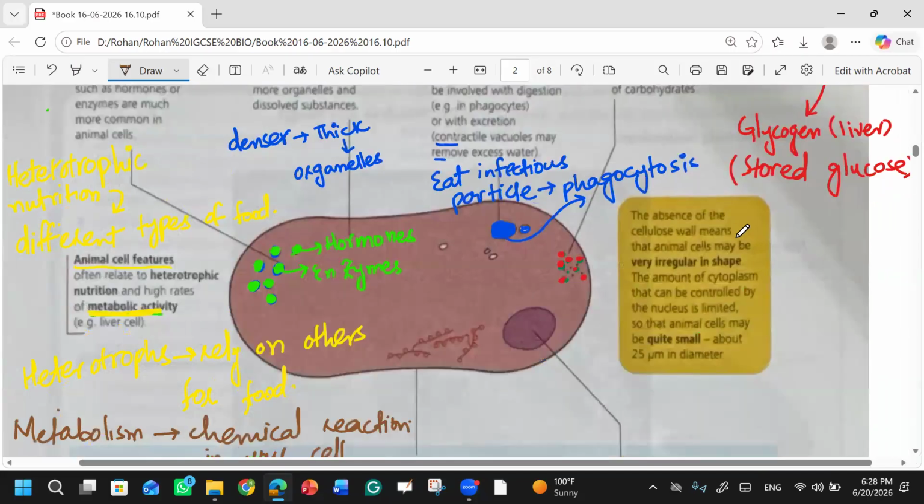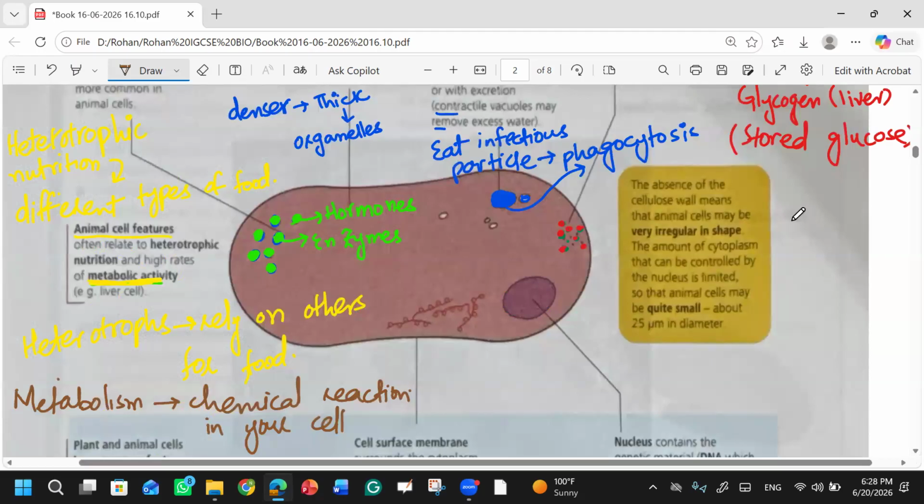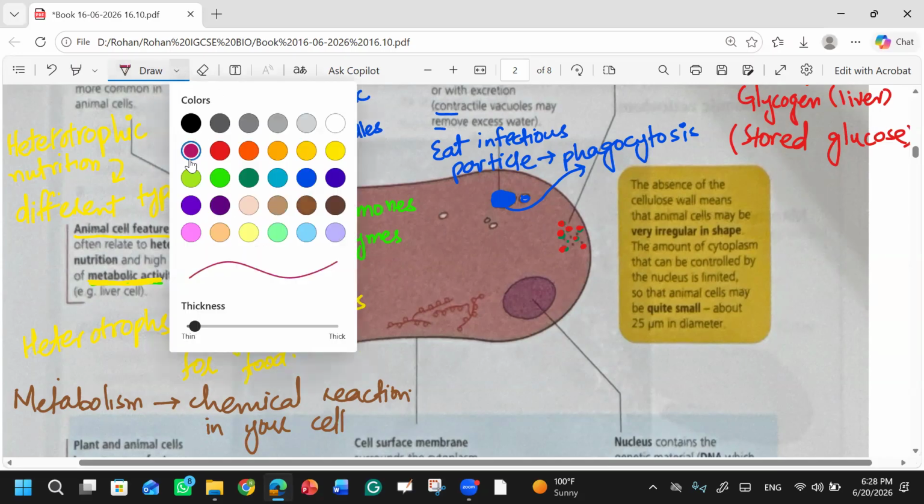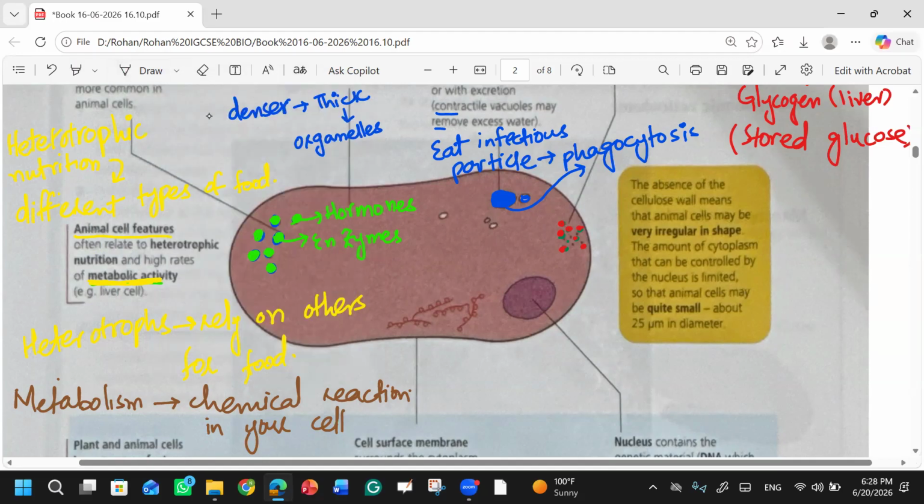Then the absence of the cellulose wall means that the animal cell may be very irregular in shape. This is a very important point. We have discussed that in the animal cell there is an absence of what? Cell wall. Okay, absence of cell wall. In the animal cell no cell wall is present. It means the shape will be what? The shape will be irregular. Cell wall gives the regular shape. So the animal cell has an irregular shape.